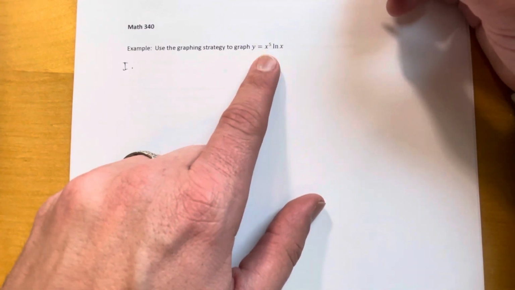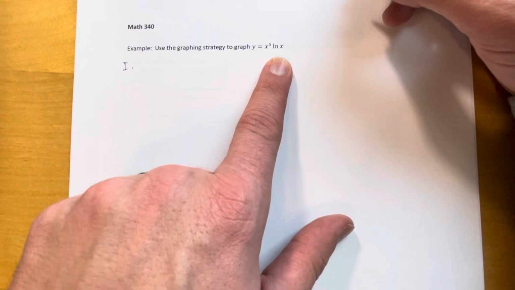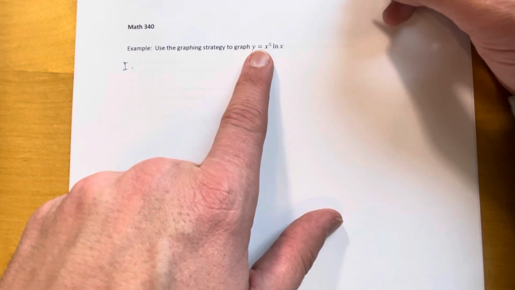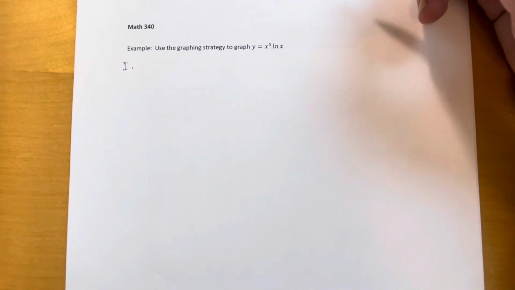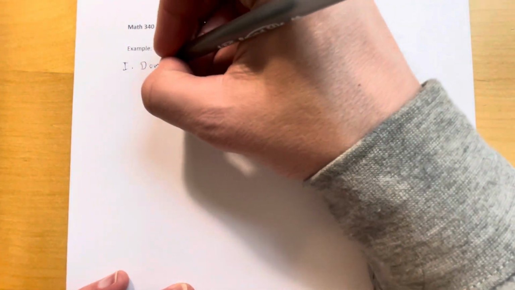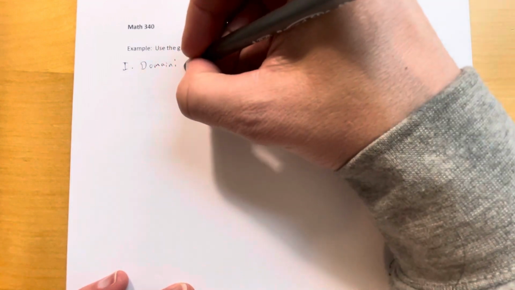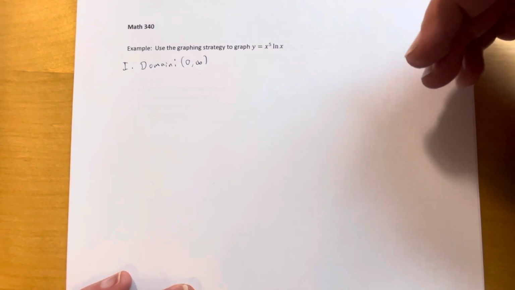The domain of this function is going to be the same as the domain of the natural log function, because this is a product of a polynomial with a natural log, and the natural log is the only function of those two that has a domain restriction. It's the set of all positive real numbers. So my domain of this function is also the set of all positive real numbers. Looks like that as an interval.